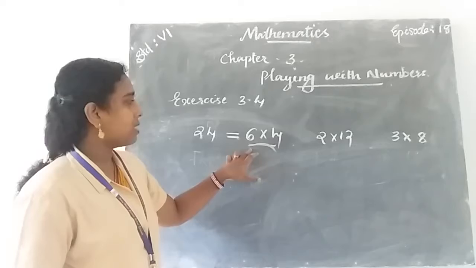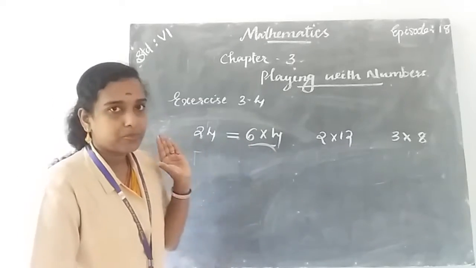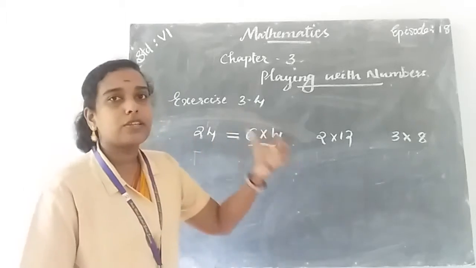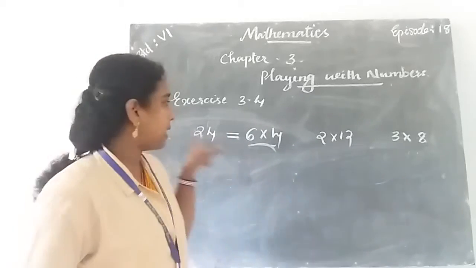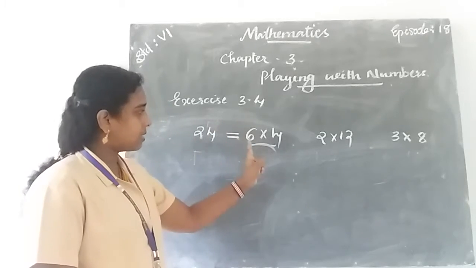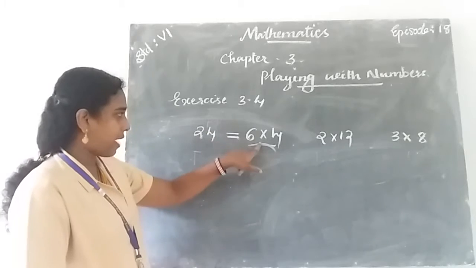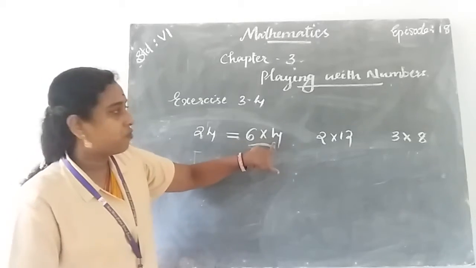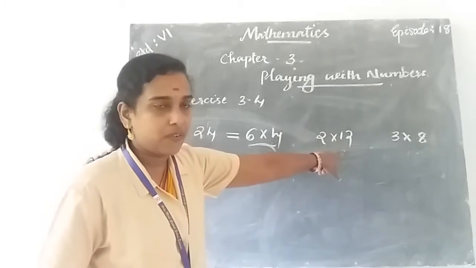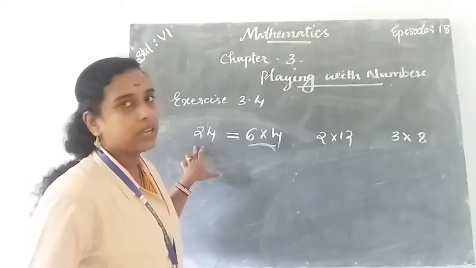24 can be factorized as 6 into 4. Factorized means a number can be written as the product of any two numbers. Then we can say that that number is factorized. Here 24 is factorized as the product of 6 into 4, and 2 into 12, and 3 into 8. In these three ways we get 24.